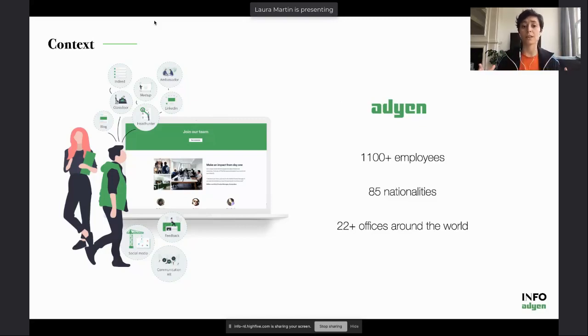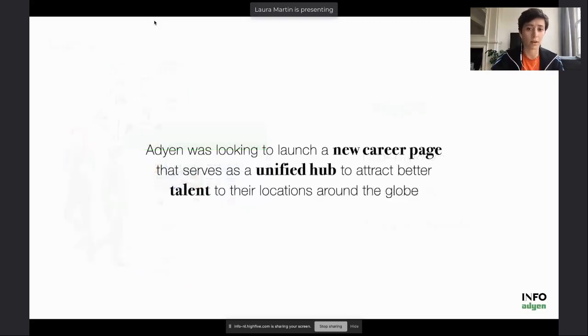So, international growth. It's natural to think that within this situation of growth, there are some challenges and some processes that need some redefinition. That was the case of their career page. They really wanted to launch a career page that could serve as a unified hub, not only to attract better talent, which is something that everyone wants, but also to attract the right talent to each location and eventually retain that talent as well.